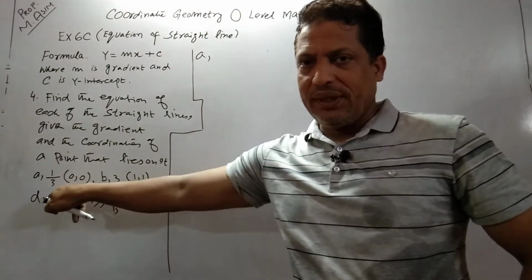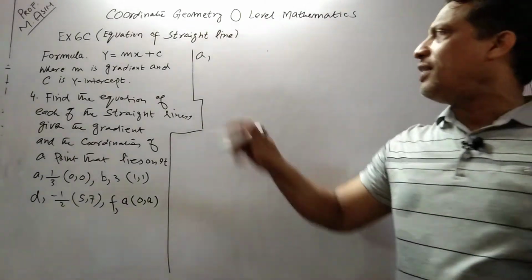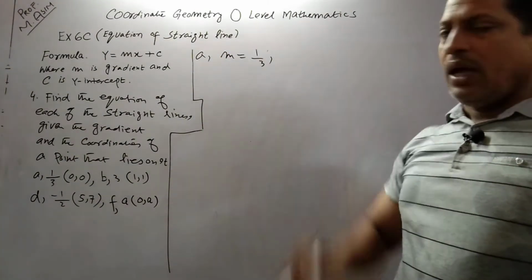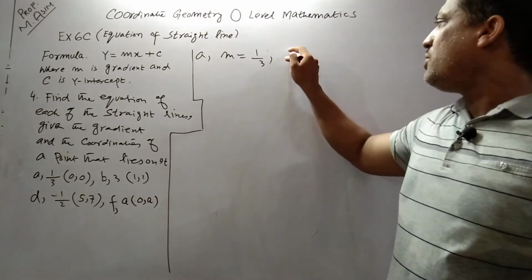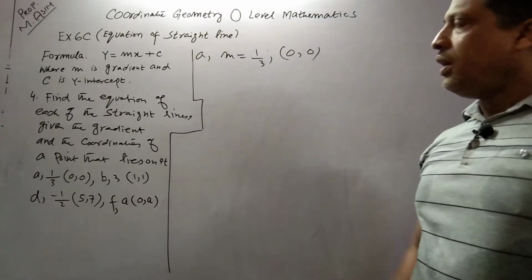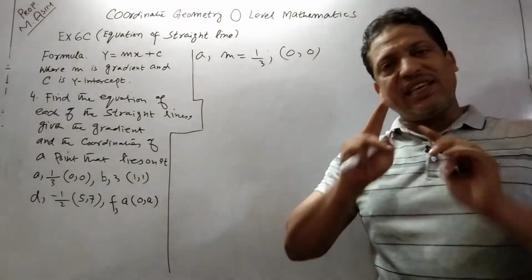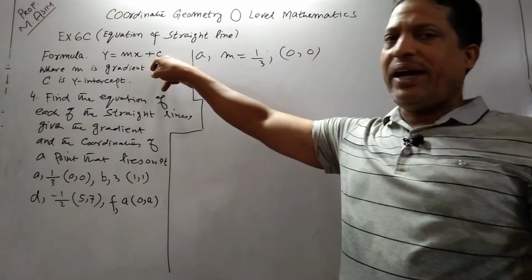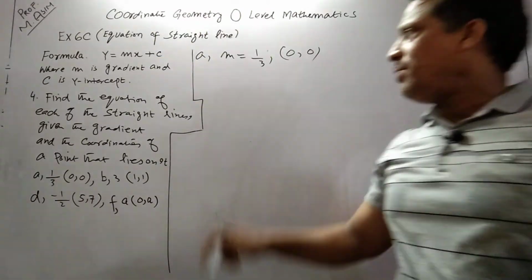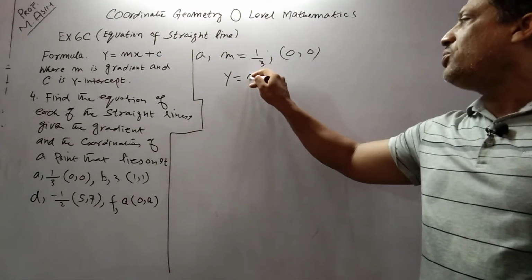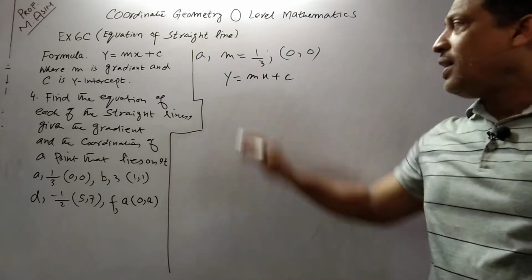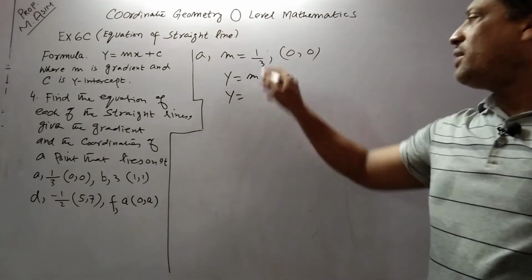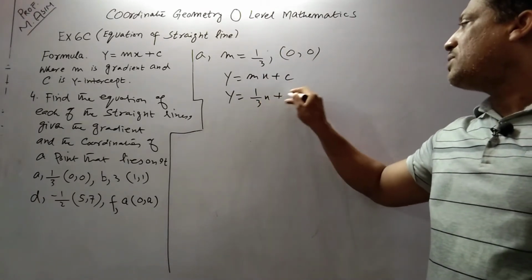1 upon 3. This is the gradient already given. So in this case m is given 1 upon 3 and the coordinate given is 0, 0. Now one thing is given, that is gradient. The other thing which you have to find is y-intercept c. The procedure is same. First write down the general formula mx plus c. Second, put the value of m which is already given in the part, that is 1 upon 3 x plus c.